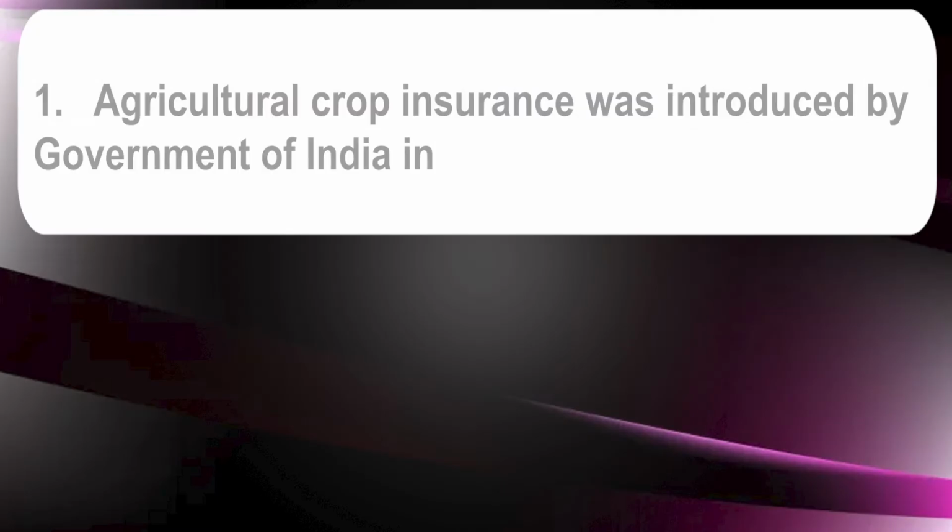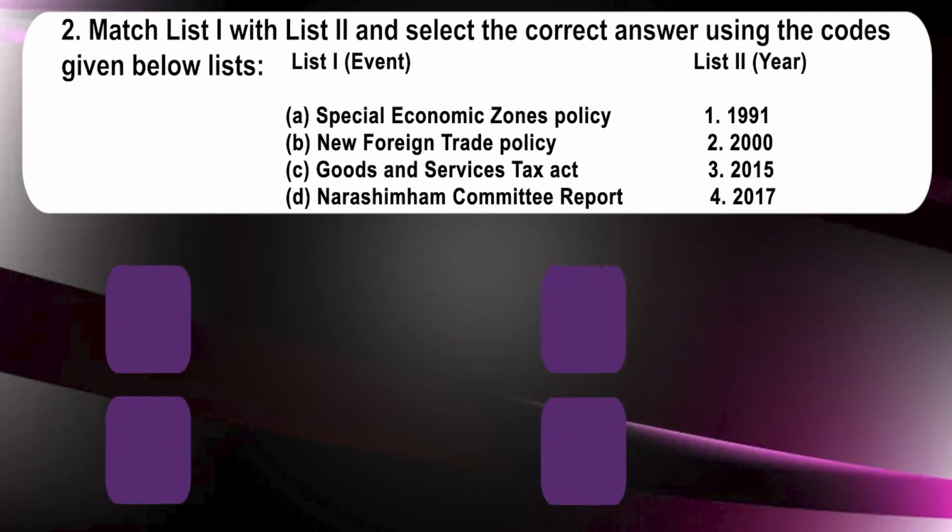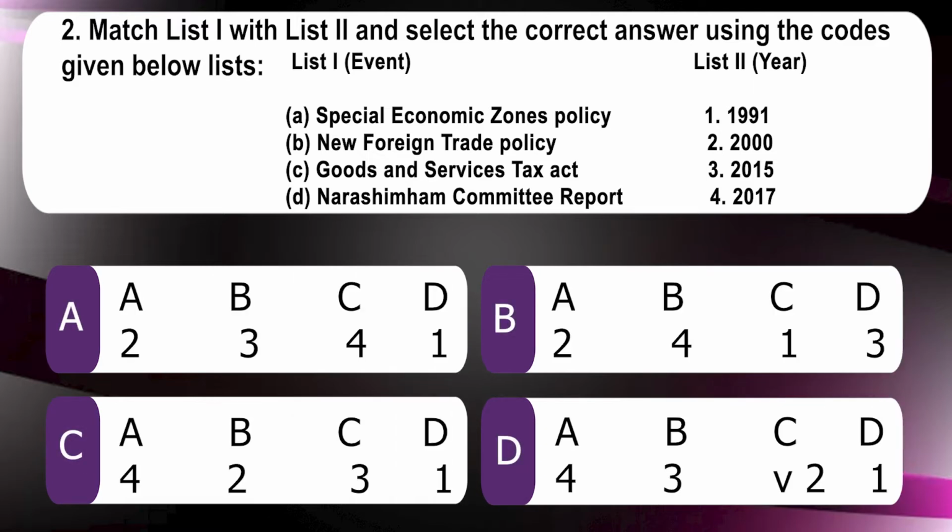First question. Agricultural crop insurance was introduced by Government of India in A. 1986, B. 1984, C. 1985, D. 1989. The correct answer is C. 1985. Match the list 1 with list 2 and select correct answer giving the codes given below.